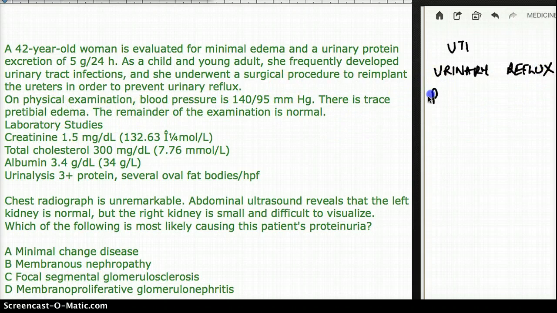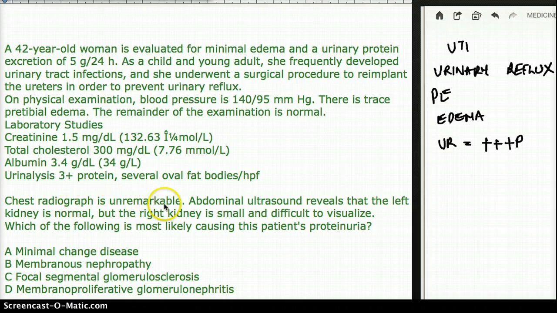On physical exam, the blood pressure is 140/95. There is trace pretibial edema, so there is some edema. The remainder of the exam is normal. Lab studies show creatinine 1.5, total cholesterol 300 mg per deciliter, albumin 3.4 gram per deciliter, urine analysis 3 plus protein. So urine has 3 plus protein.